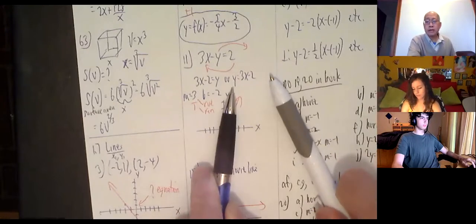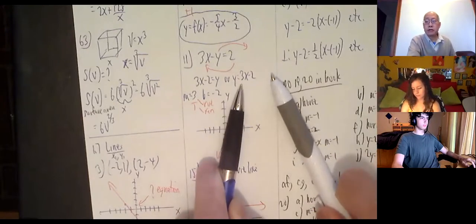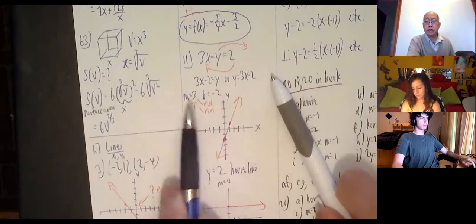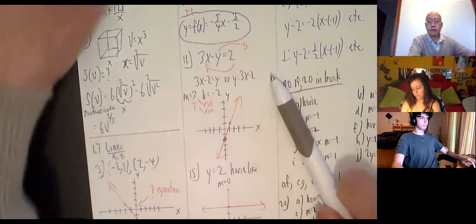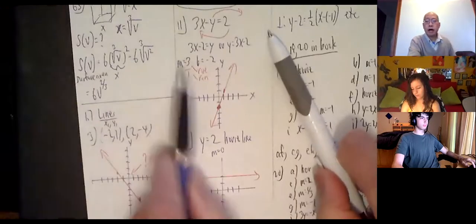So y equals mx plus b. Y equals 3x minus 2. Okay, so the slope is 3. The b, the y-intercept, is -2. That's rise over the run. Okay, so how do you graph it?